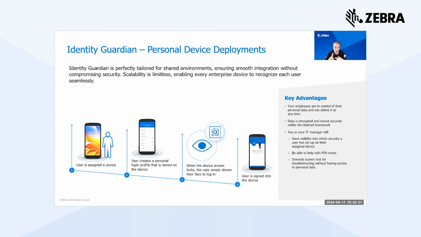Key advantages about this, so I already mentioned the first and the second one. One other thing to mention is that you or the IT manager will also have visibility about the security being used on the device. We can actually check that, for instance, on MDNA Cloud. So we can have a list of all the devices and the credentials being used, and we can also check what kind of security is being used at the moment. And the IT will also have the ability to override the screen lock for troubleshooting without having access to personal data. So that's also another thing to consider whenever we encounter any sort of issues.